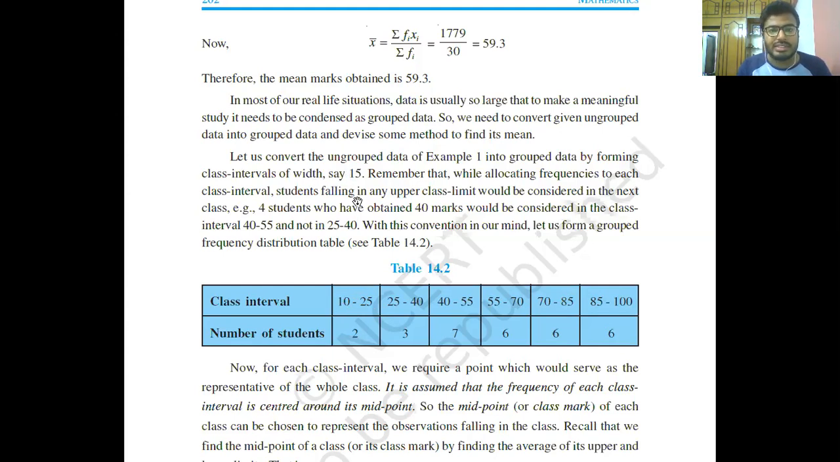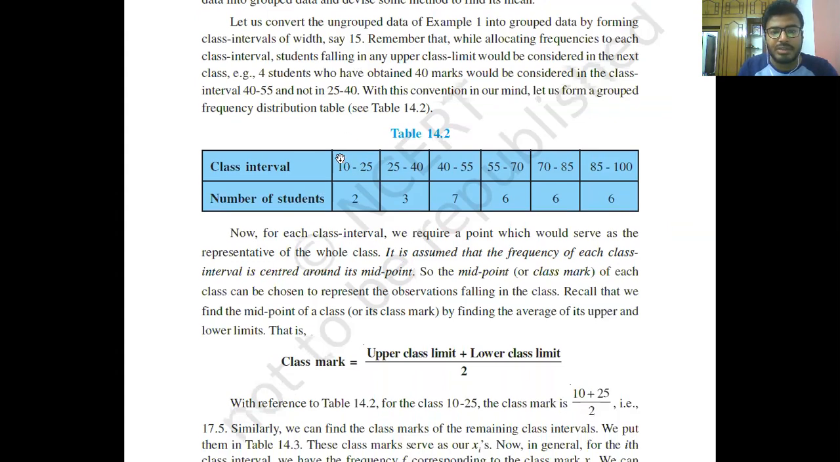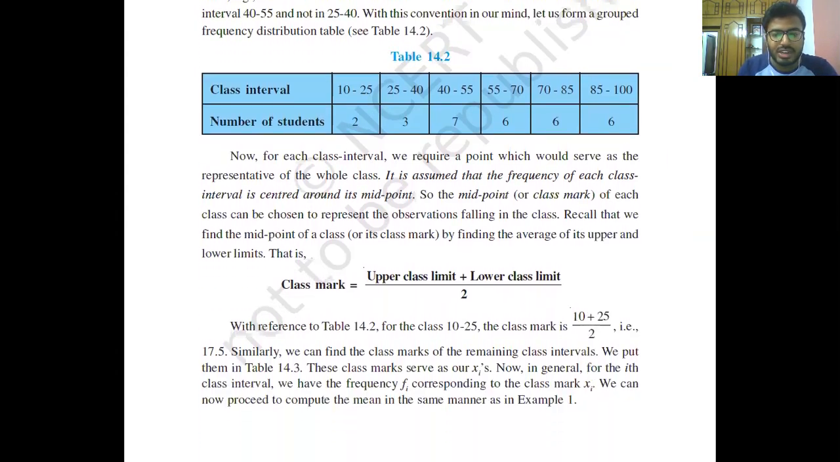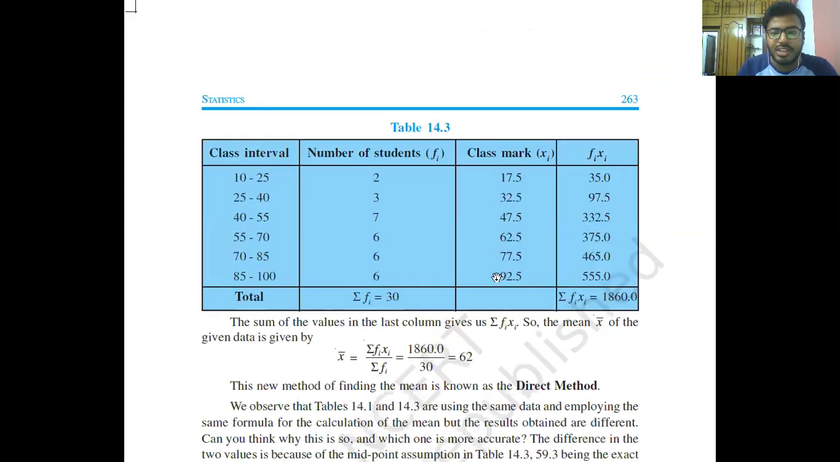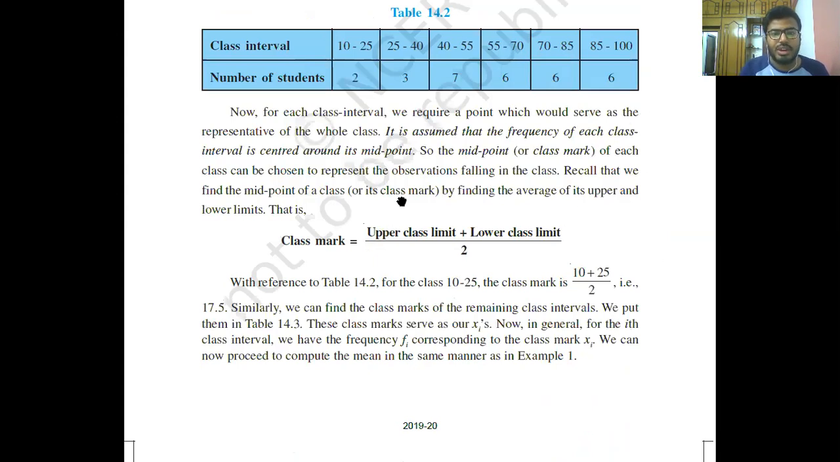Okay, now the next thing you have learned is the class mark. Class mark is what? You have to add the upper limit plus lower limit divided by 2, that is 25 plus 10 divided by 2. So 25 plus 10 is how much, 35. So 35 divided by 2, you will get 17.5. So that is the class mark, or it is also known as the midpoint of the class interval.